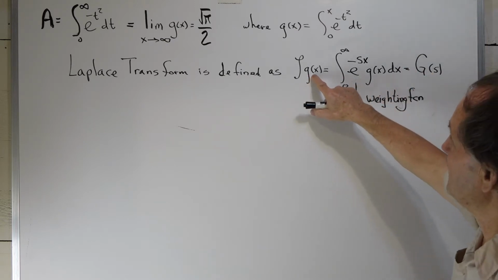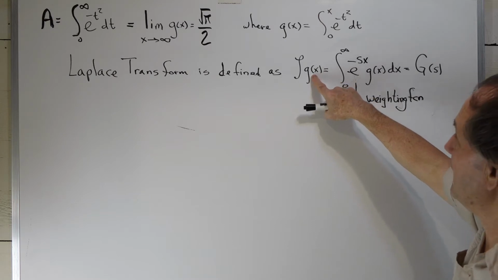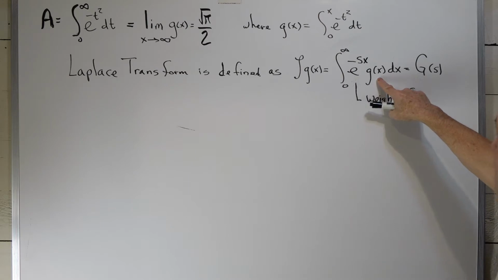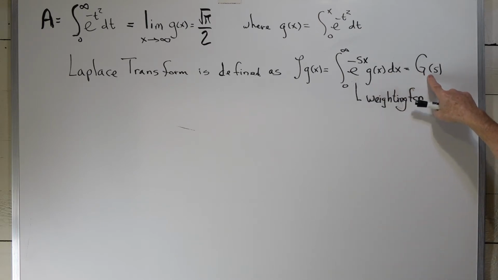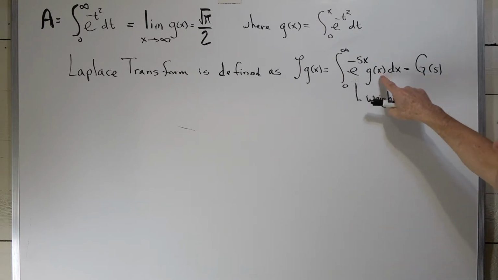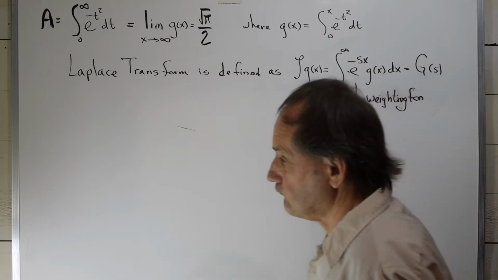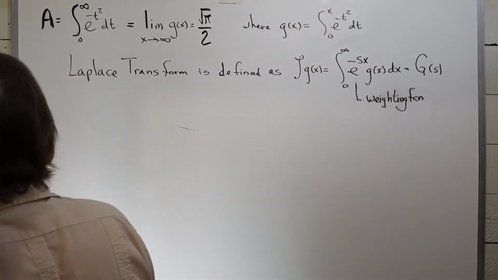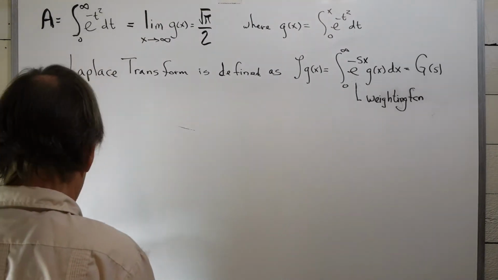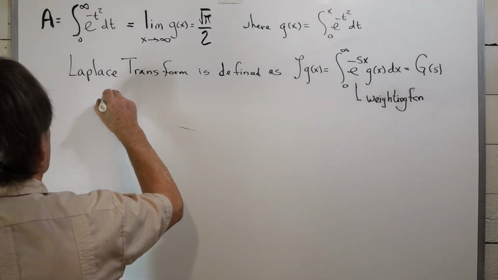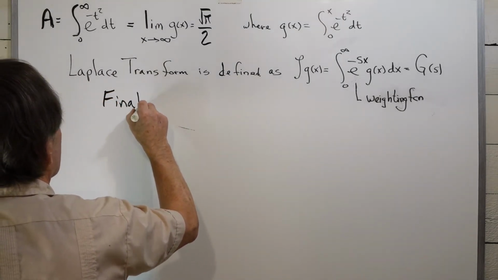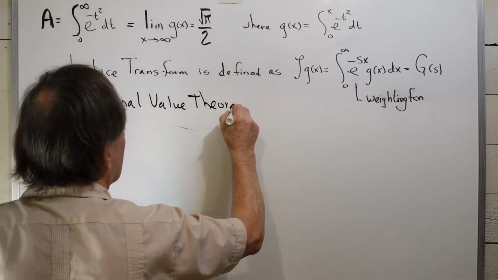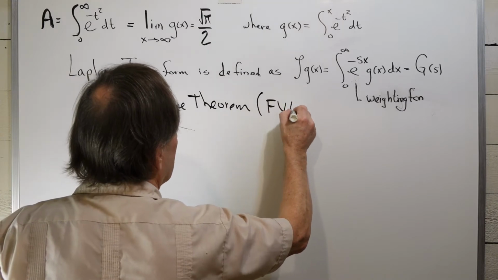So we start with small g of x in the x domain. We perform the Laplace integral, and we get a new function called cap G of s because the x gets integrated out. Now, also in the Laplace transform theory, we have what's called the Final Value Theorem.